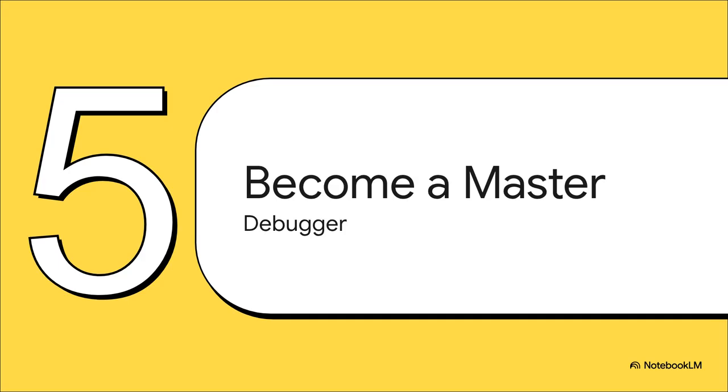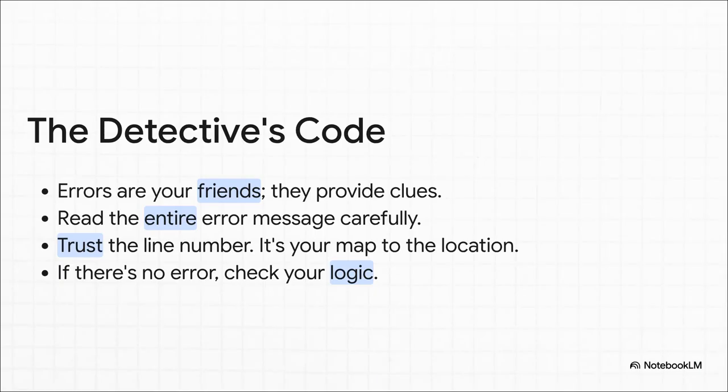So let's wrap up with the core principles that are going to help you become a master debugger. I want you to remember this detective's code. First and most importantly, errors are your friends. They are there to help you. Second, read the entire error message from top to bottom. The answer is almost always hiding in there. Third, trust the line number. It's your map. And finally, if there's no error message at all, that's your cue to put on your thinking cap and double-check your logic.